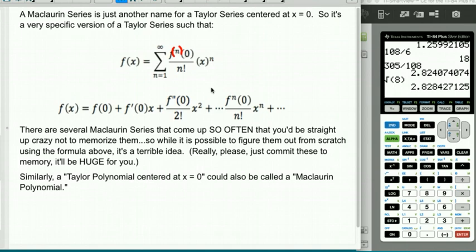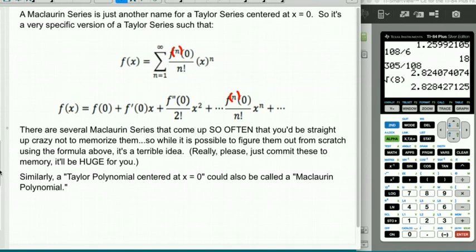So, and this should also have a parenthesis, my bad. So, all of the things you've done so far, all of the ones that we've seen where we were centered around 0, they could also have been called Maclaurin. So for Maclaurin, you don't have to say Maclaurin centered around x equals 0. Maclaurin implies that it is a Taylor series specifically centered where x is 0.